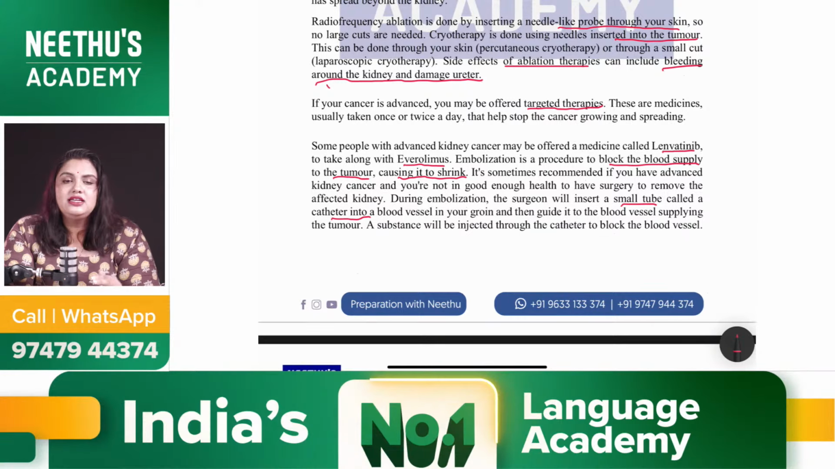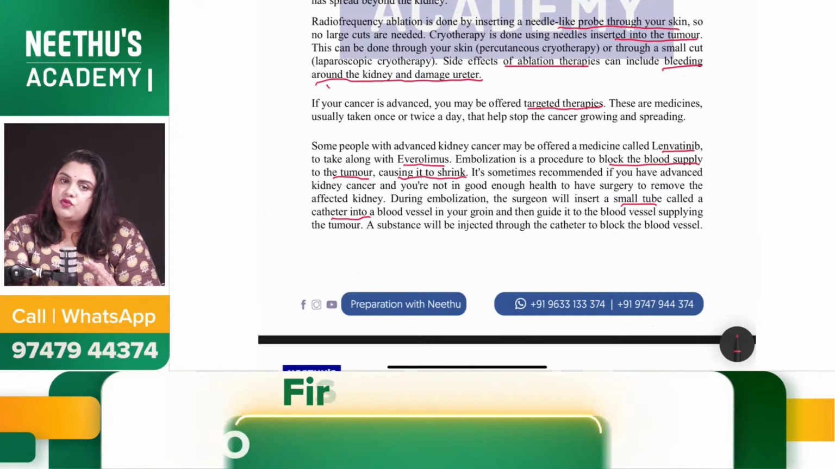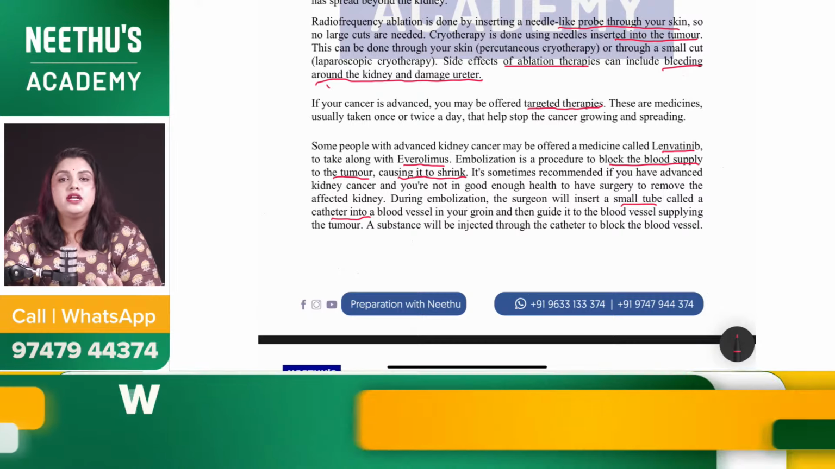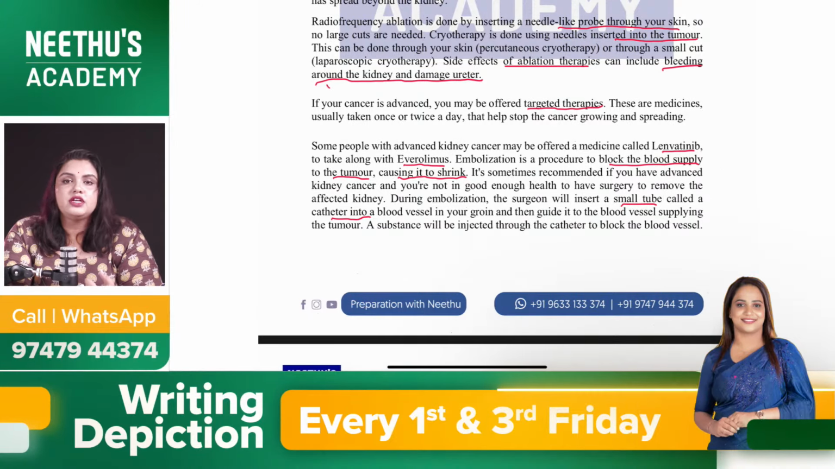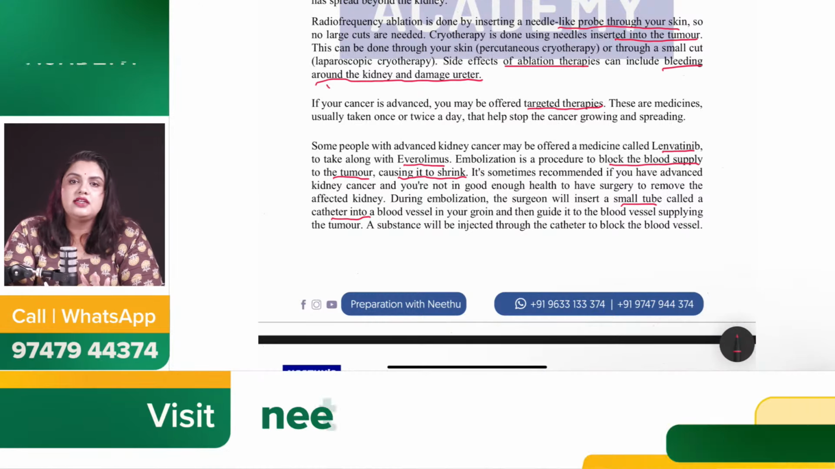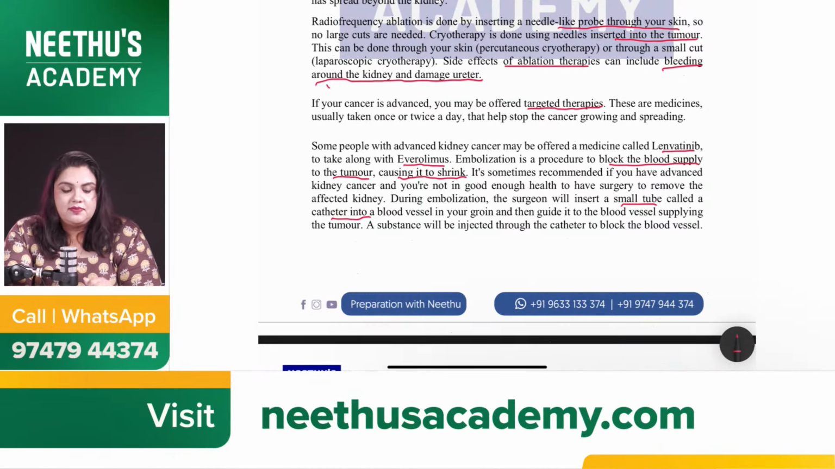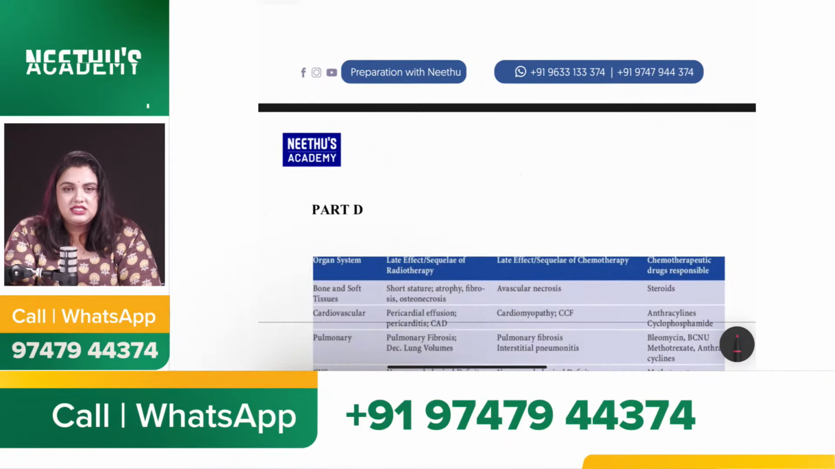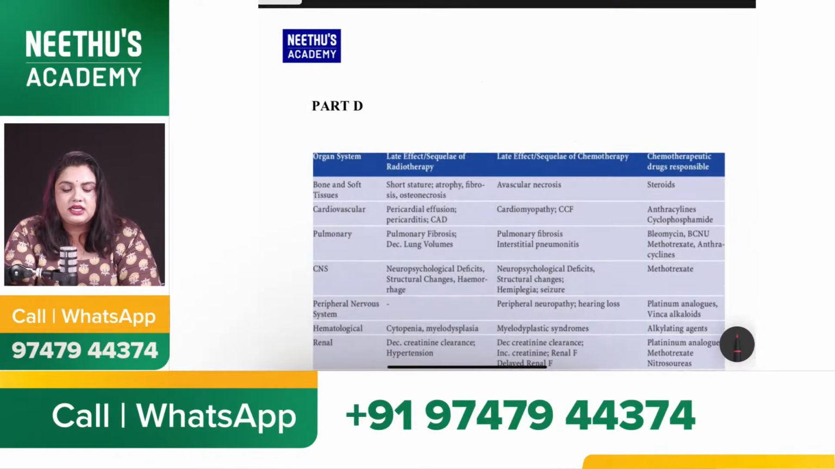So in text C we spoke about four main treatments: surgery, that is nephrectomy, then ablation therapy, then targeted therapies, and the last one is embolization. Those are the four treatments we discussed in text C. Now let's move to text D.